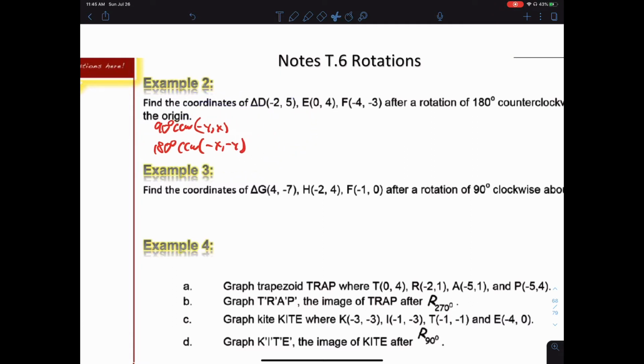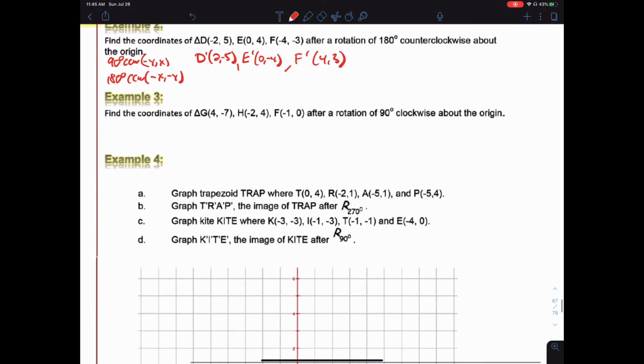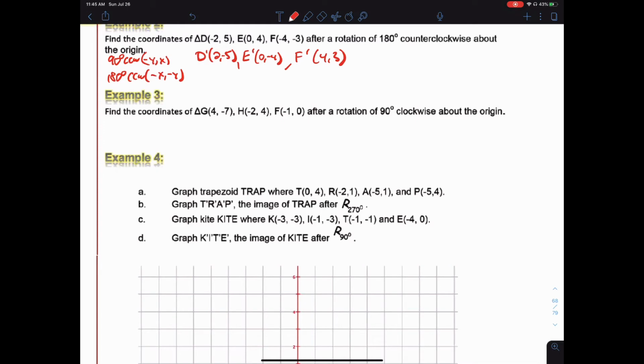Now, if I know that's the rule, then this should be pretty simple. If D is negative 2, 5, I just change the signs of both of them. D prime is 2, negative 5. If E is 0, 4, I change the signs of both of them. E prime would be 0, negative 4. 0 doesn't have a sign, so you can't change it. F prime, change the signs of both. It's 4, 3. Done.